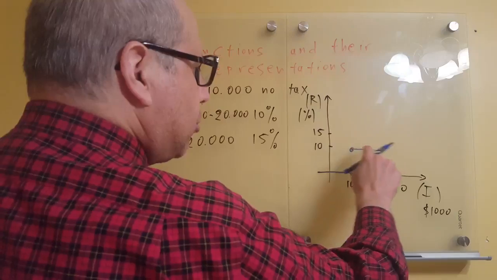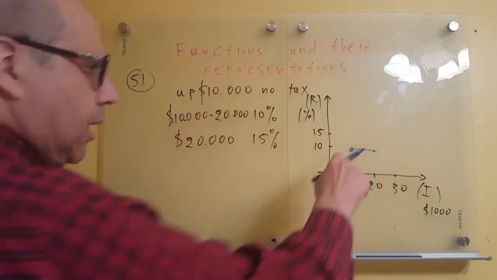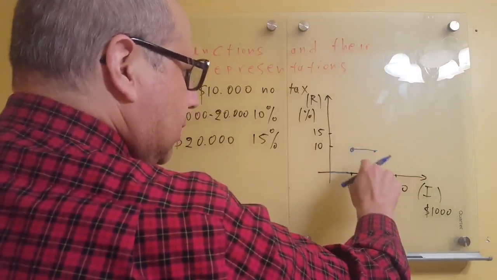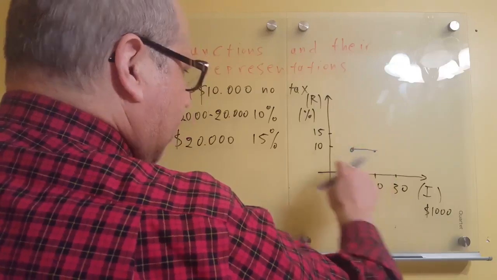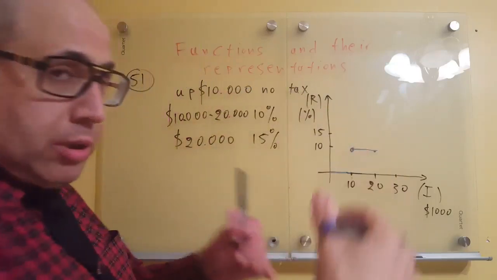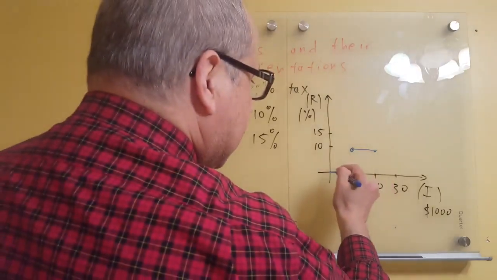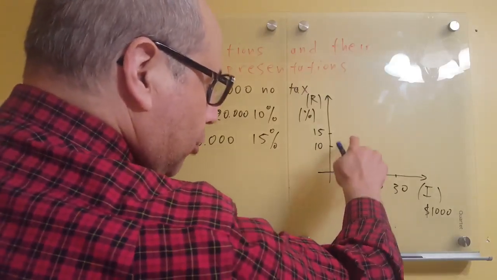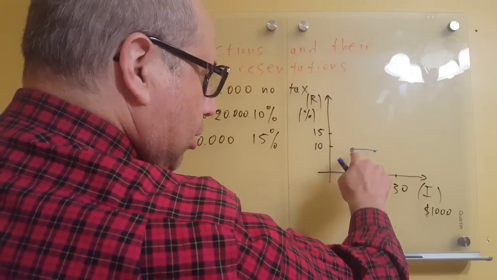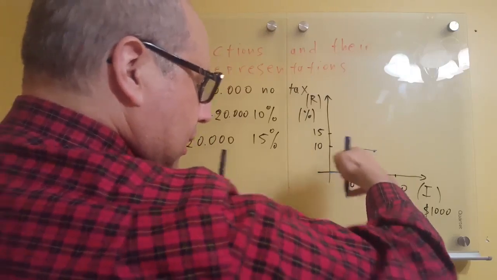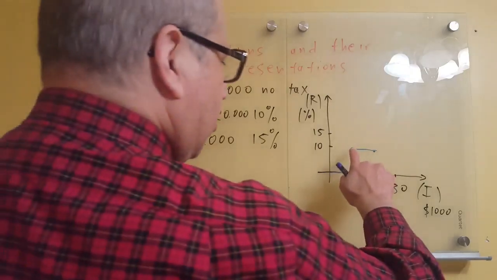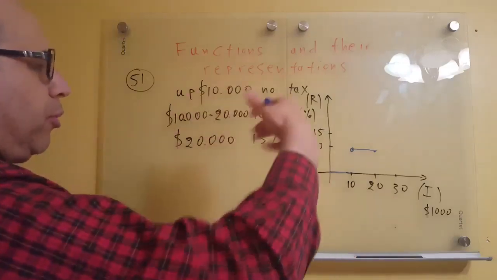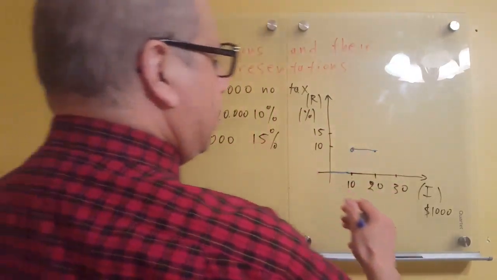Exactly at 10,000 you have a small hole here, which means that for exactly 10,000 there is no tax, because we said up to 10,000, so that includes the 10,000. So for 10,000 the function takes the value from the lower line. So this point here is out, and the graph continues like this up to 20,000, and above 20,000 the tax is at the rate of 15%.